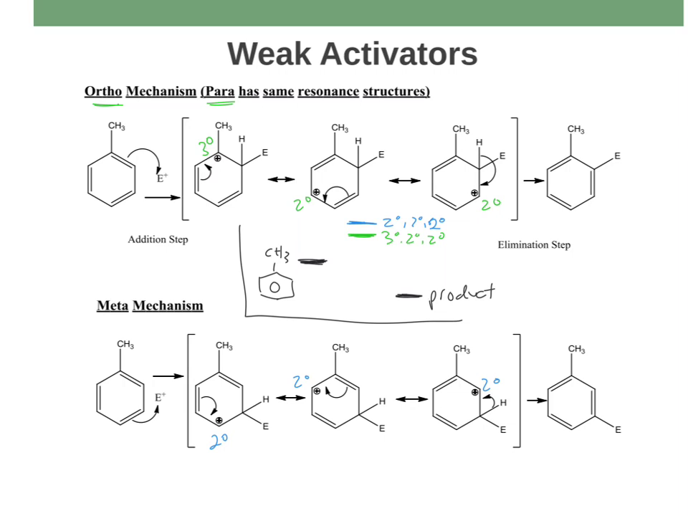So if you're just looking at these two paths, which one's faster, it looks like, and forgive me, my humps are not exactly proportional, but the point is that it's going to be easier to go the green route. The green route is faster. So these tend to be ortho-para directors. The ortho-para mechanism is going to be faster.